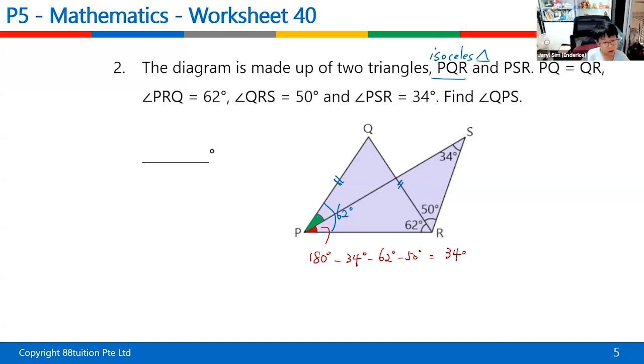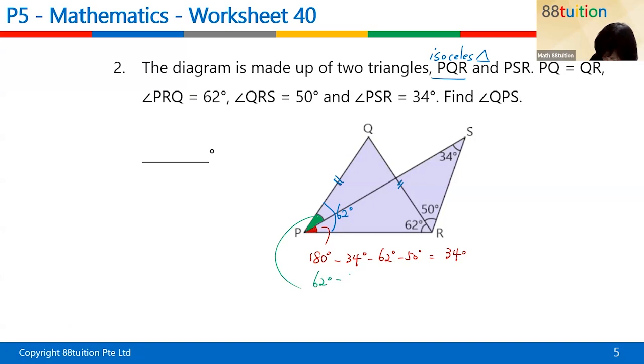How to find the green? 62 degrees minus 34 degrees. Very good. 62 degrees, you must minus away the 34 degrees. That will give you 28. QPS, this is the one.